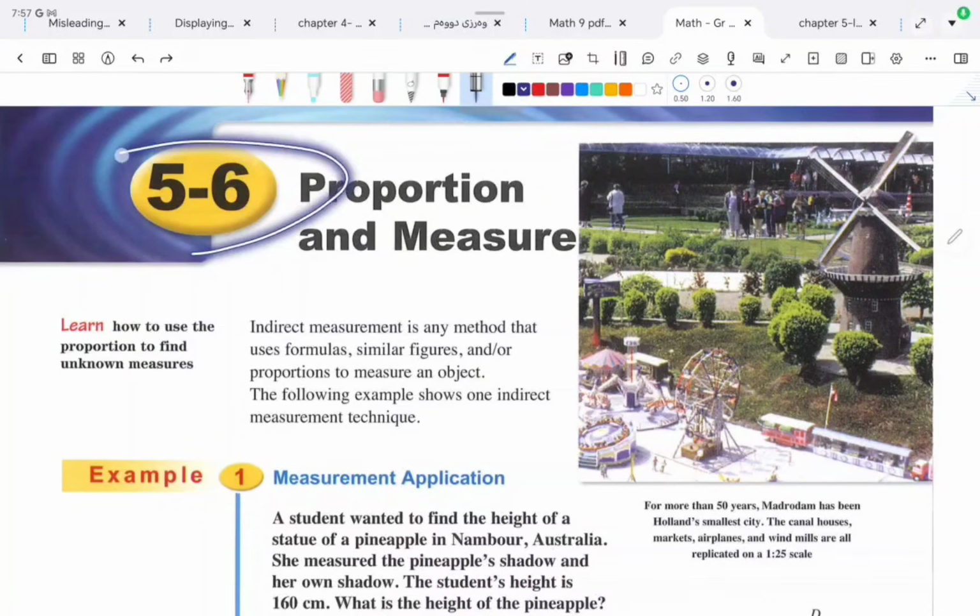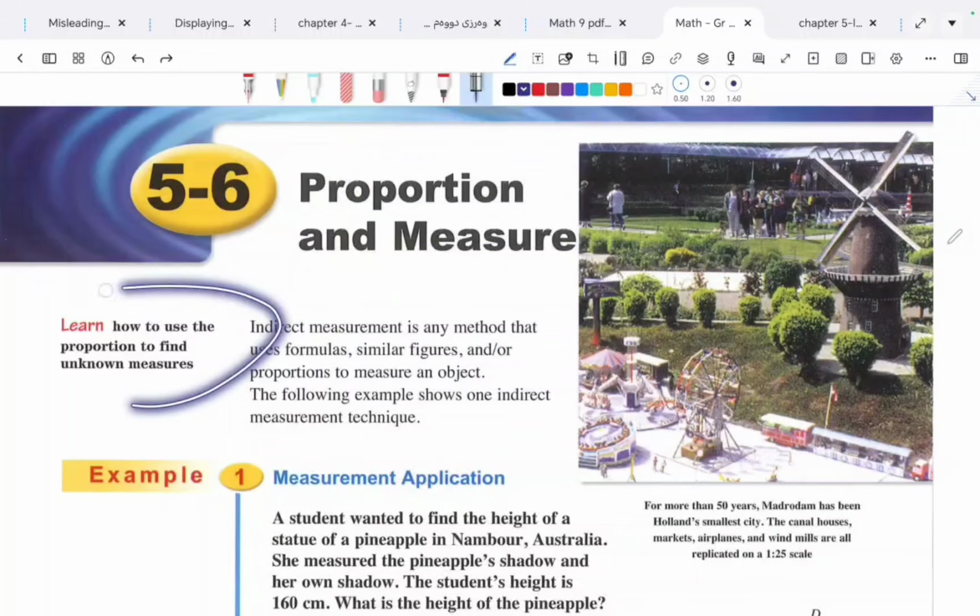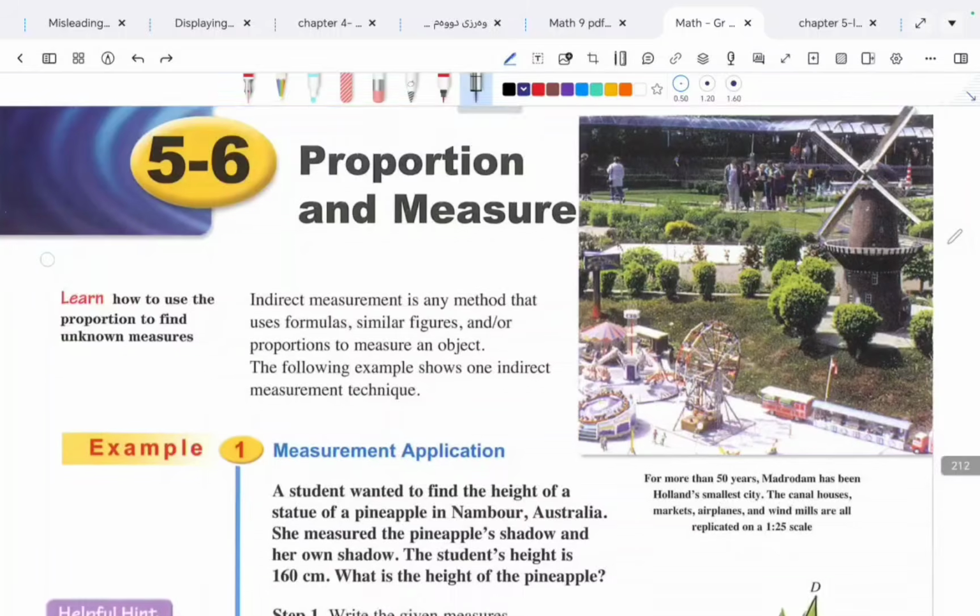Hello dear students, in this video I'm gonna explain chapter 5 lesson 6, proportion and measure, page 208. In this topic we will learn how to use the proportion to find the unknown measure.